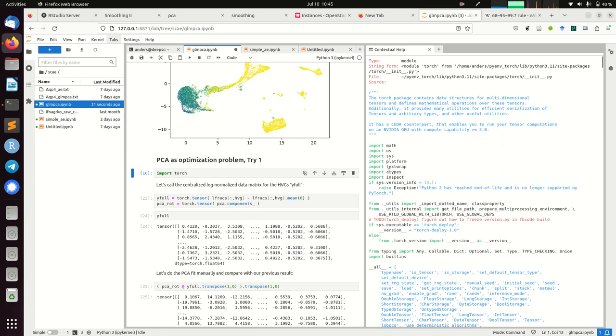What we do here is, first, we need our data, and I call the data Y_full. I called it Y_full because I later wanted to subset to only a couple of cells, so full means all cells. I think I haven't even done that.